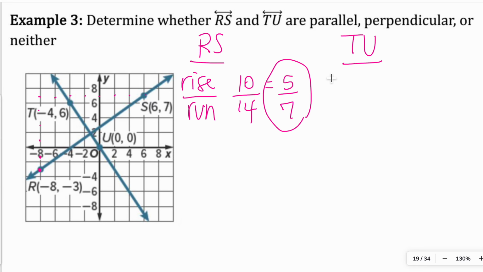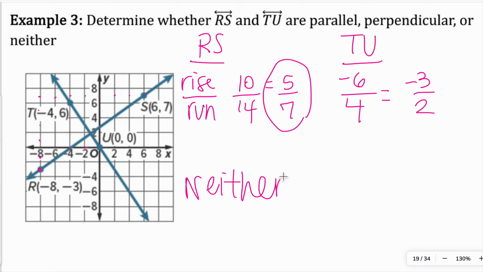For TU, my rise and run are going down, so rise is 2, 4, 6, so -6, and right away I can probably say neither, because I'm already seeing no commonalities in that number. My run is 2, 4, so that's -6 over 4, which is -3 over 2, and that one would also be considered neither. There's no slope relationship.